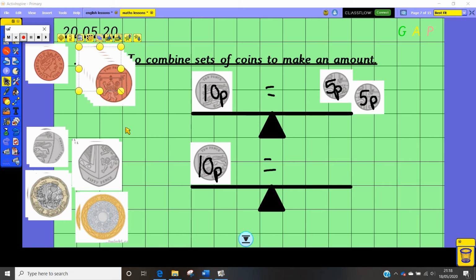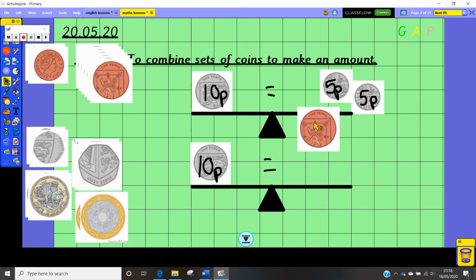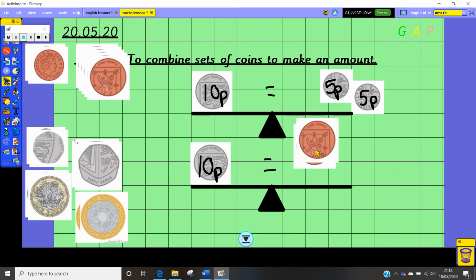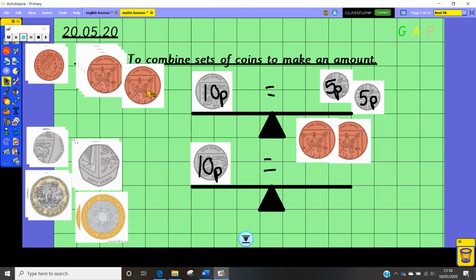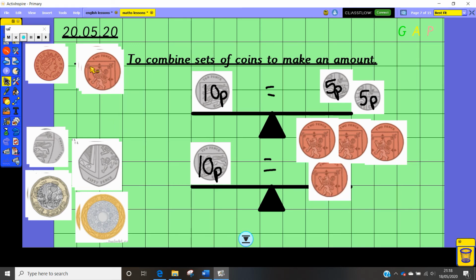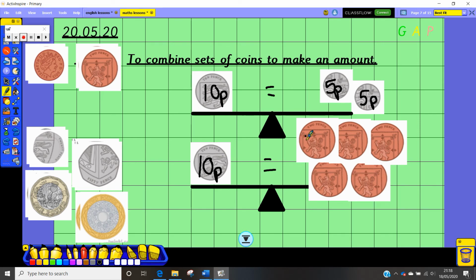And welcome back, Bumblebees. So there's quite a number of ways we could do this. We could use 2 pence coins. So we've got 2 pence, 4 pence, 6 pence, 8 pence, and 10 pence. So I've used 5 2p coins to make my scales balance. So this is 2p, this one's 2p, this one's 2p, and then the final two are both 2p as well.